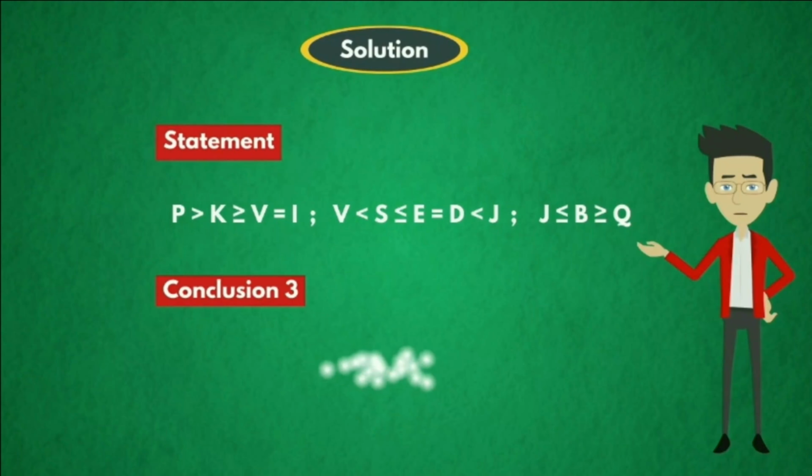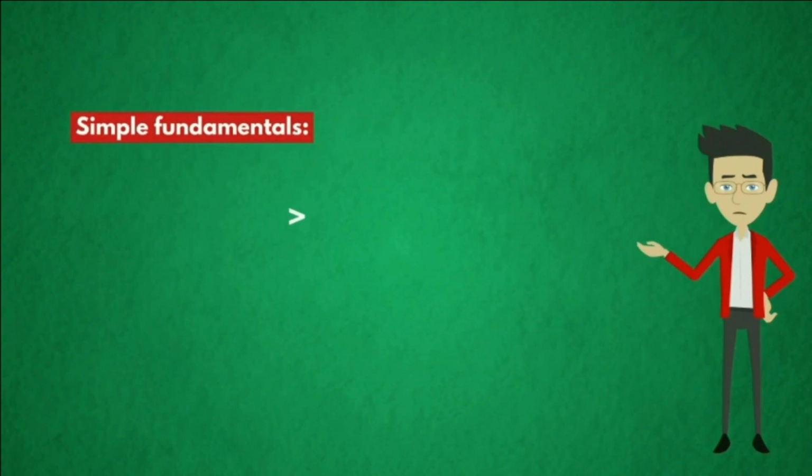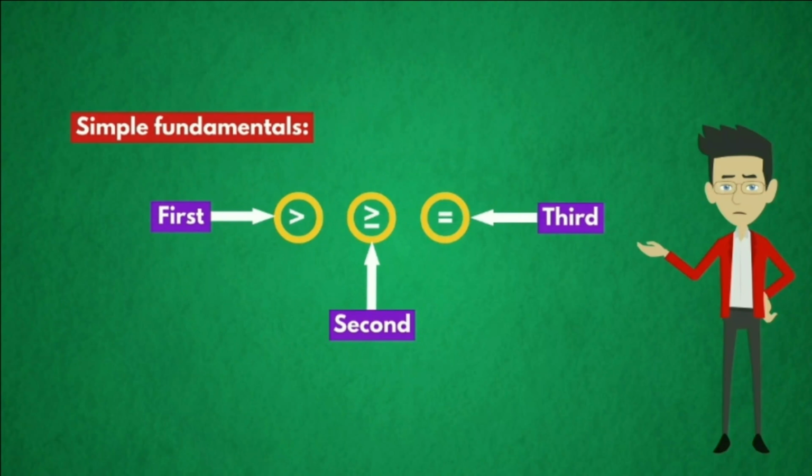Conclusion 3. P greater than or equal to I. Here in the statements, we have a direct relation between P and I. So from P to I, we have greater than or equal to symbols. If there is a combination of greater than or equal to symbols, we give first priority to the greater than symbol, second priority to the greater than or equal to symbol, and third priority to the equal to symbol.